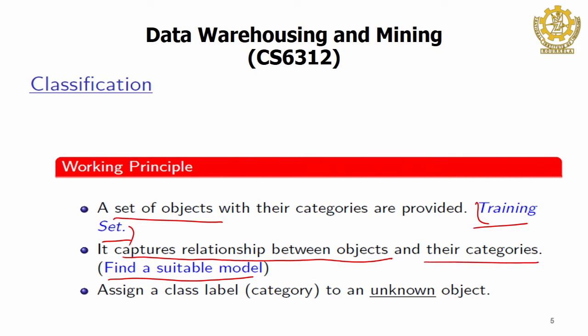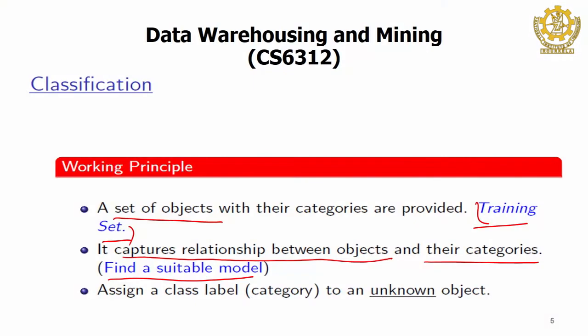So we have a predefined set of categories, and another set of objects. What we have to do is learn a function, or make a model, that captures the relationship between the categories and the objects. An object has multiple attributes. So, in other words, the model finds the relationship between the attributes of the object and the categories. We will see this a little later.